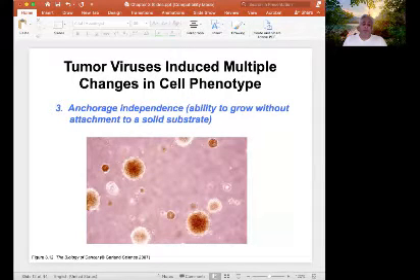In addition, there's something called anchorage independence. Most cells, when they grow on a plastic dish, they need to be in contact at some point in the surface with the substrate. Cancer cells or tumor cells are able to somehow overcome that requirement. So they become anchorage independent. That means they can grow now in suspension and in multiple layers away from the surface of the substrate.